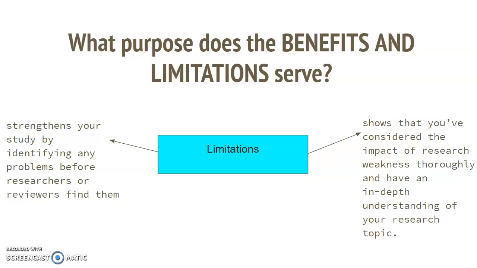The next section, being the benefits and limitations, which is found within a research paper, plays an important role as it helps strengthen the study by identifying any problems before a researcher or reviewer finds them. In addition, it shows that the researcher has considered the impact of the research weaknesses thoroughly, and thus has an in-depth understanding of the topic at hand.